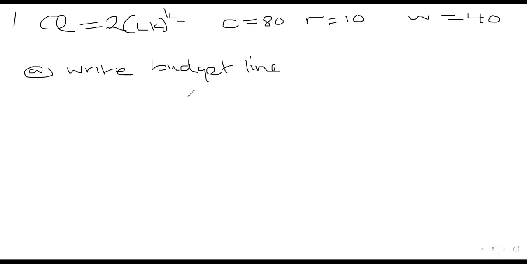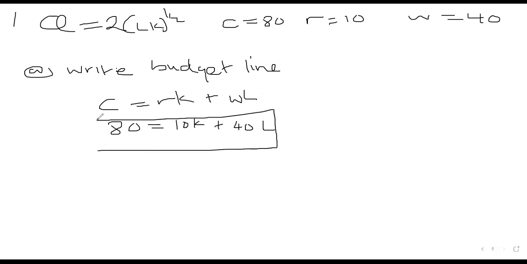We remember the formula for the budget line? Cost is equal to rent for capital, wage for labor. So here we have 80 is equal to 10K plus 40L. Altogether, this is our budget line. Part B, how many units to maximize what? Maximize production.